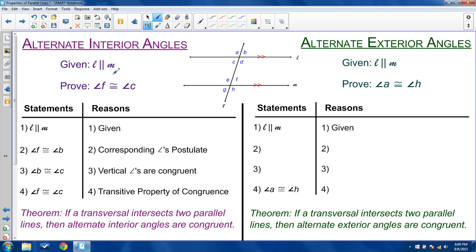Okay, so we have a lot of stuff written on here. Let's kind of walk through it. First, we're going to look at alternate interior angles. Given the fact that lines L and M are parallel, we want to prove that angle F is congruent to angle C. And again, these are alternate interior angles. So before you had it stated to you, but let's prove it. So first, we're given that line L is parallel to line M. Given that fact, we can talk about the corresponding angles postulate and use one of these angles to help us out to begin with. Angle F is congruent to angle B, as you can see in blue, by the corresponding angles postulate that you just saw on this last page.